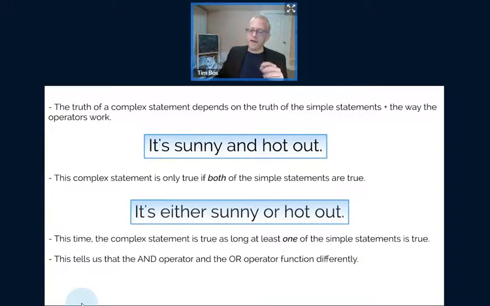But that tells us that the and operator and the or operator, or if you just want to talk about everyday English language, the word and the word or, are different, and they function differently. We can see it perfectly well right here, because we're using the same simple statements, and yet the truth value of the overall statement is going to be different depending on whether you use and or or.